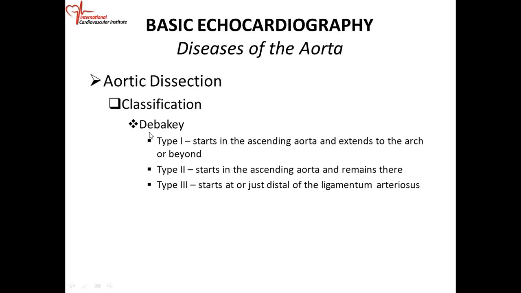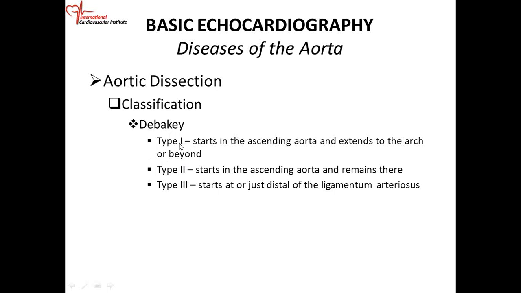The reason for doing the classification is for treatment. So with your DeBakey 1, which starts in the ascending aorta and extends to the arch, these patients need to be treated surgically. With type 2, it starts in the ascending aorta, but it doesn't go beyond that. These patients usually need surgery as well. So anything that involves the ascending aorta is usually a surgical management.